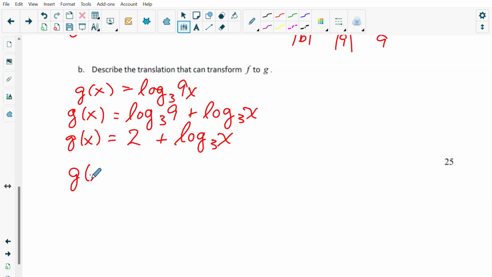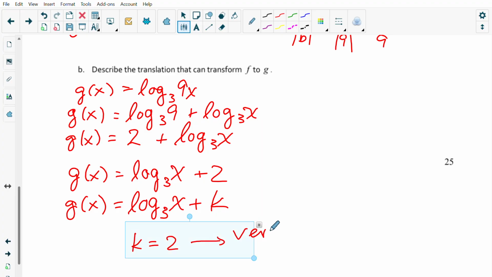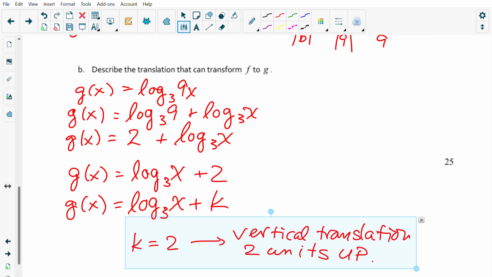Okay, let me just rewrite it with the log as the lead term. So g of x equals log base 3 of x plus 2. And let me write underneath the general transformation model, log base 3 of x plus k. Now do you see where the translation's coming in? What does k equal? k equals 2. What does that mean? That's a vertical translation 2 units up.